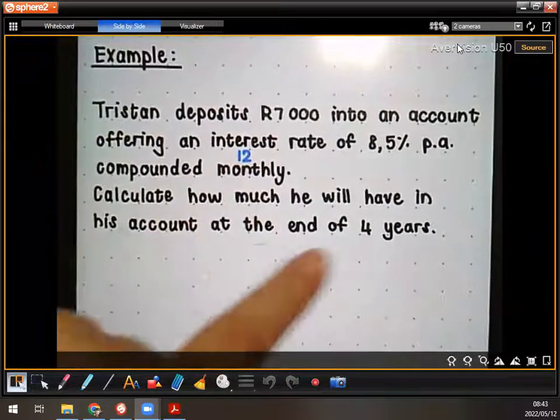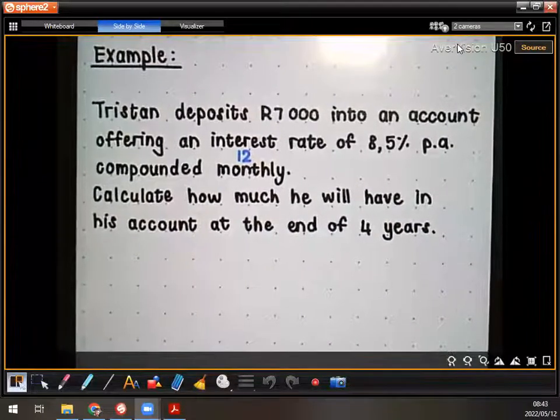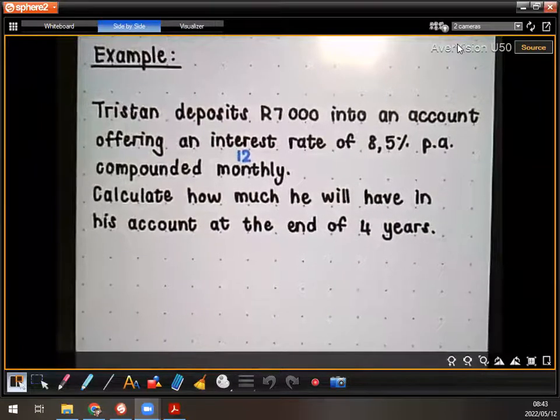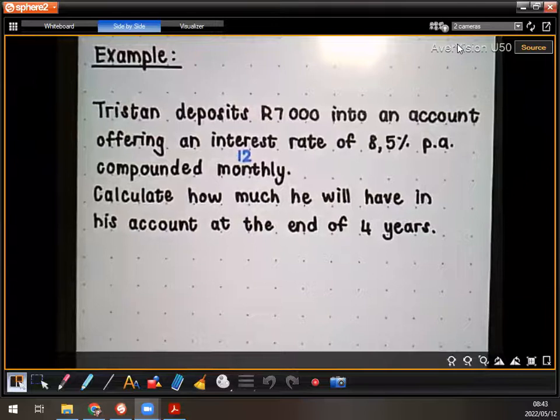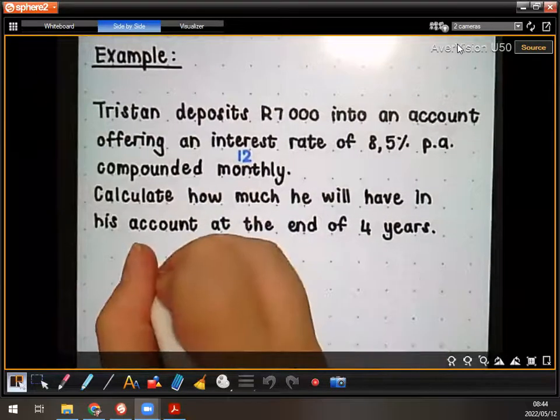Now, the question says calculate how much money he has in his account at the end of 4 years. Usually we would say that n is 4. But guys, n is actually the number of interest calculations. If it was compounded annually, if they just calculated the interest at the end of each year, n would be 4. But now, because they're making an interest calculation every month, how many months are there in 4 years? 48. So n is actually going to be 48. I'll write that now when I write the formula down.